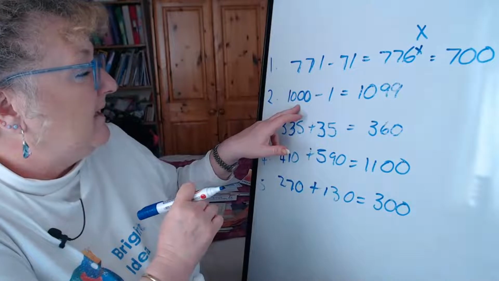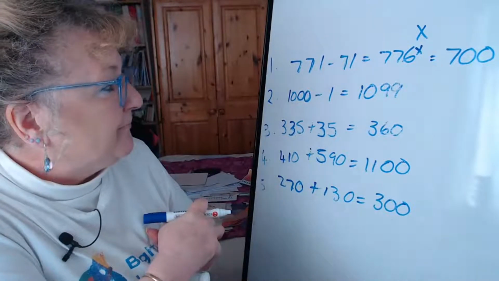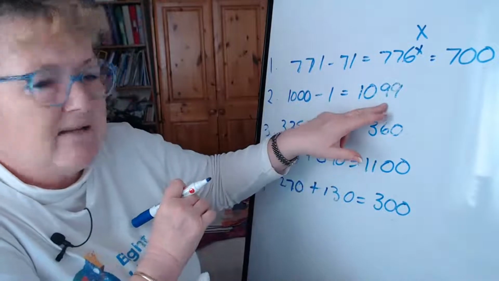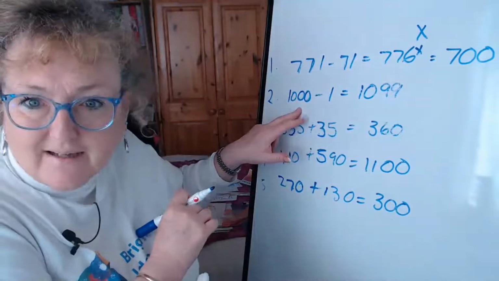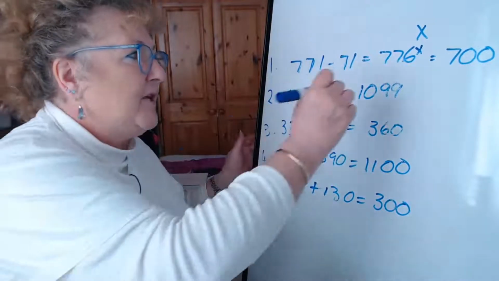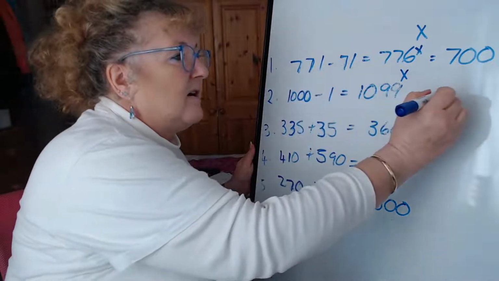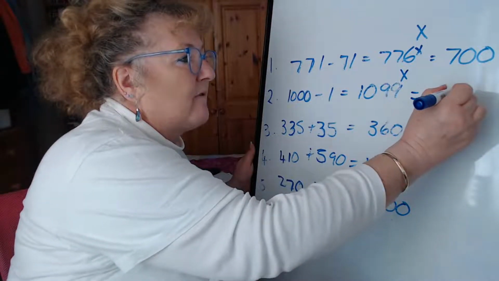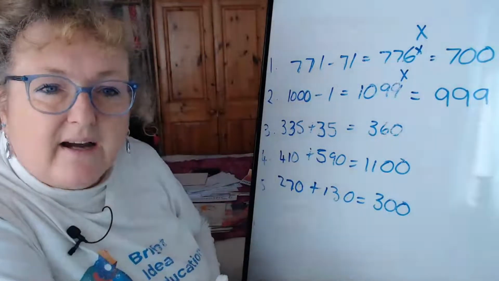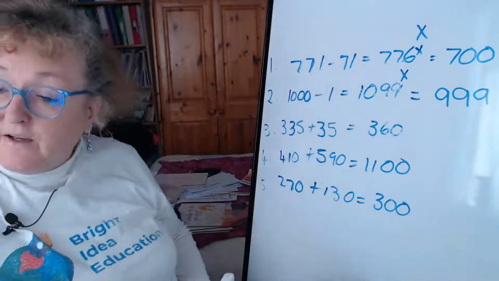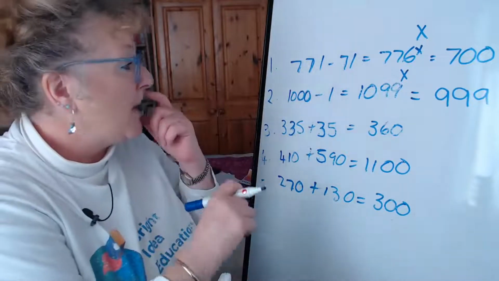The next one, if we have 1,000 and we take 1 away, well, we can't end up with 1,099 because we would have had to have added 99 to that to get that number. So that is wrong. If we take 1 away from 1,000, then we have 1 less, which is 999.